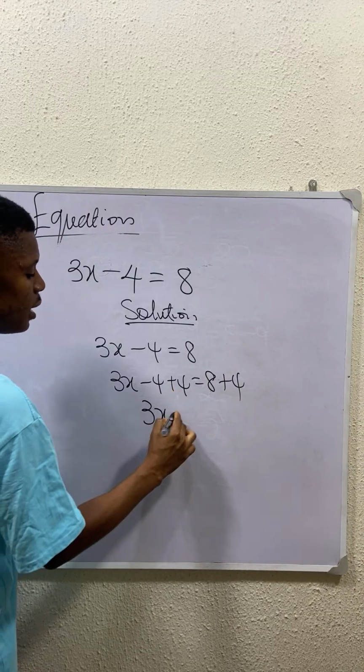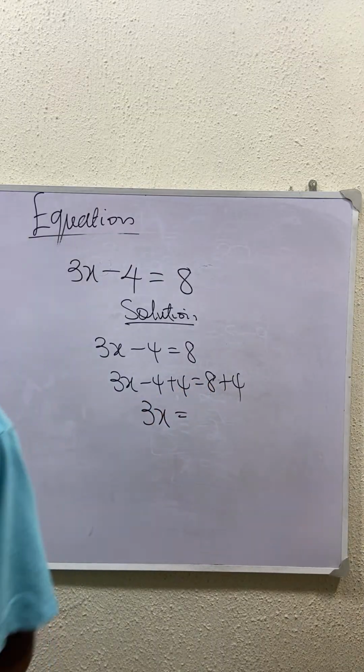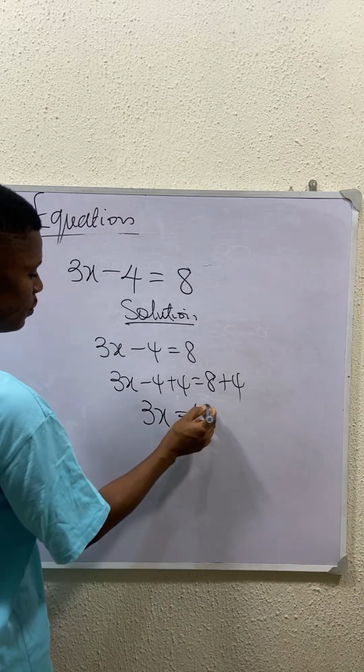And that's equals to, what is 8 plus 4? Write down in the comments. What is 8 plus 4? 8 plus 4 is 12. So you have it as 12.